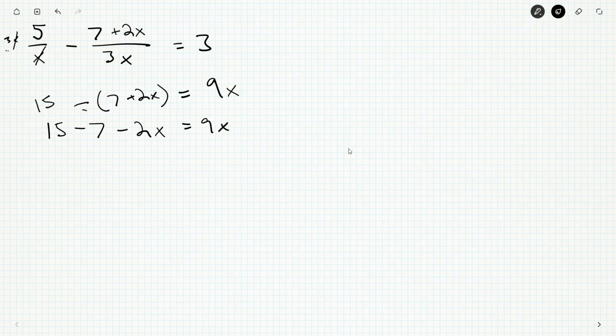Okay. We'll get 15 minus 7 is 8. And we're going to bring the 2x over to the other side. We'll get 11x. So x is just going to be 8 divided by 11. Okay. So if we wanted to, we could plug that in and double check that that does work. Now, we can't plug it in with a calculator because, again, no calculators allowed. But that's not a serious problem. It's not that hard to see we've done our calculations properly.